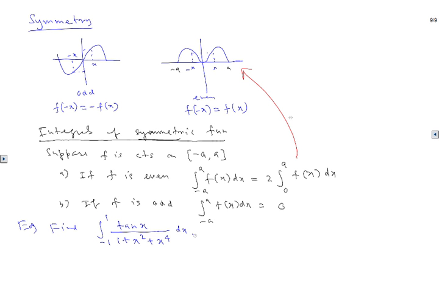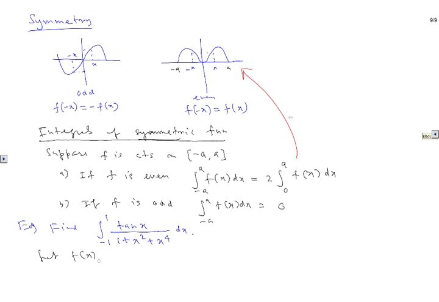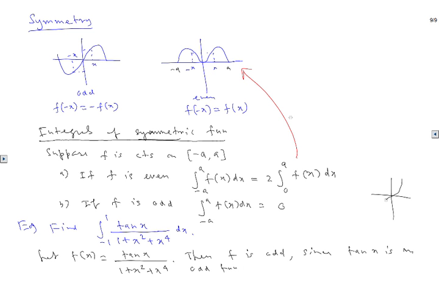What do you notice? So the answer: let f(x) equal tan x over 1 plus x squared plus x to the fourth. Then f is odd, since tan is an odd function. Why is tan an odd function? Look at the graph of tan, it just looks like that, so that's an odd function. And 1 plus x squared plus x to the fourth is even.